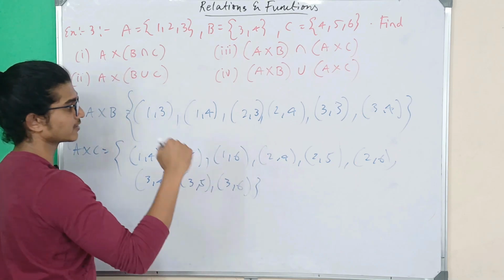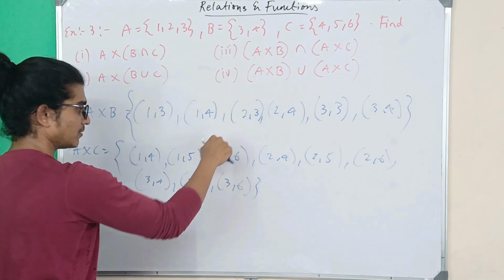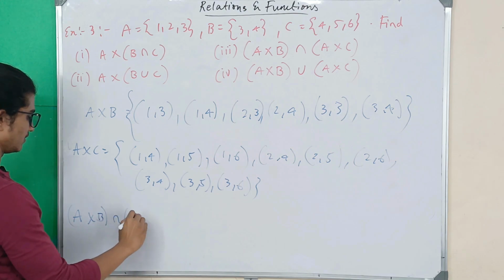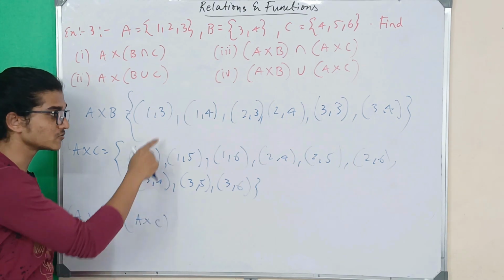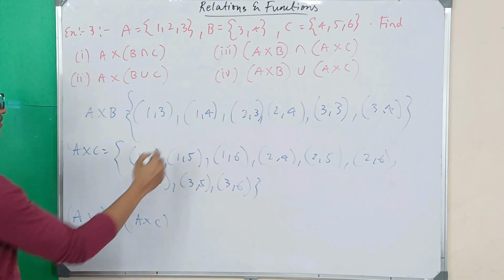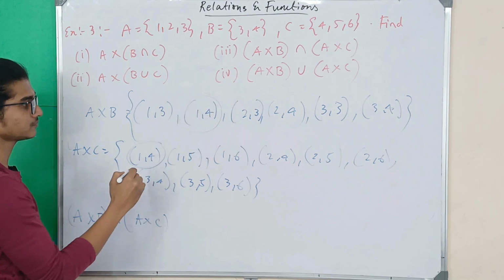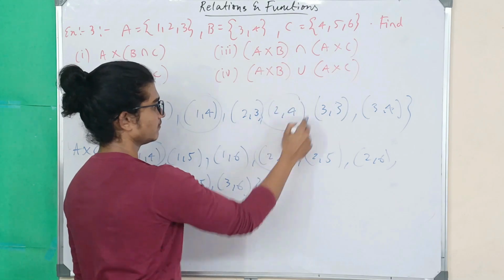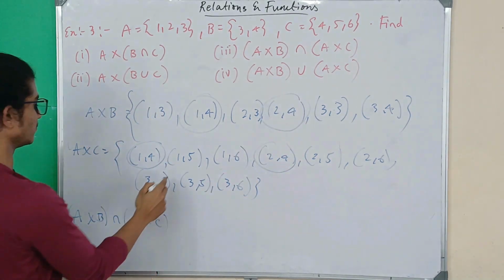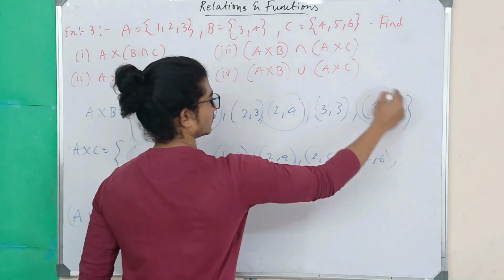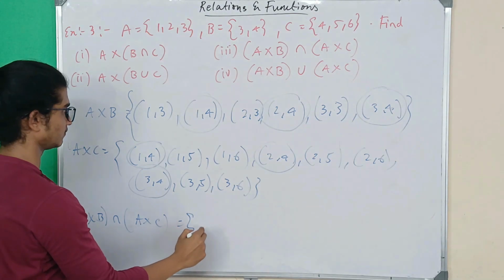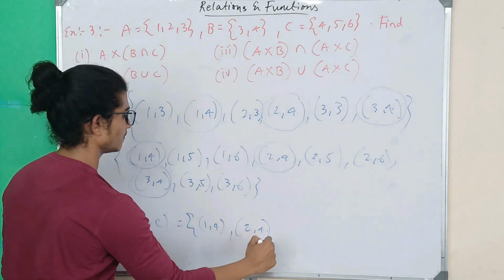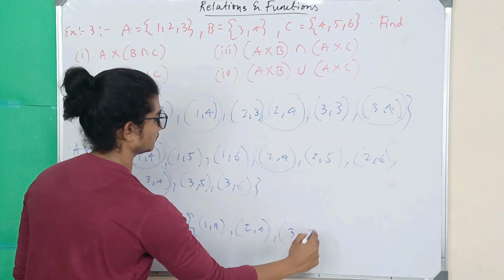So then what are they asking? We have to take common elements between these two. So they're asking A cross B intersection A cross C. So see what are the common elements between these two sets. So what are the common elements? 1 comma 4 is common. Then what else? 2 comma 4 is common. 3 comma 4 is common. So this is listed over here: 1 comma 4, 2 comma 4, 3 comma 4.